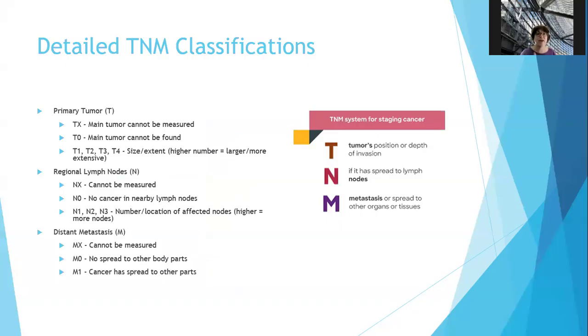Metastases are always going to be either it can't be measured for some reason, no spread, or yes spread. And then nodes is the number of nodes. Tumors is the number of tumors.